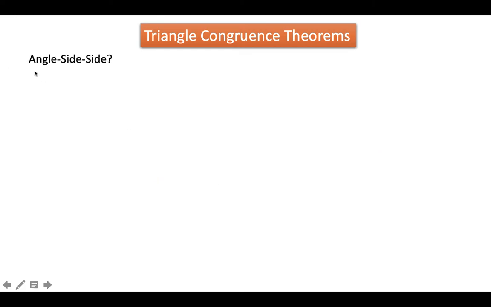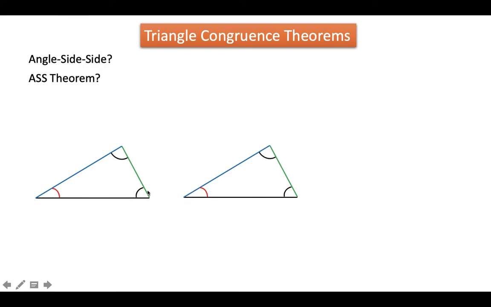How about this angle-side-side? Okay, let's try to explore. Is there such an ASS theorem? Let's see. If these two corresponding angles are congruent, then the corresponding sides are also congruent, then the next consecutive corresponding sides are also congruent. So visually, we can see that these two triangles are congruent because the corresponding parts are congruent.